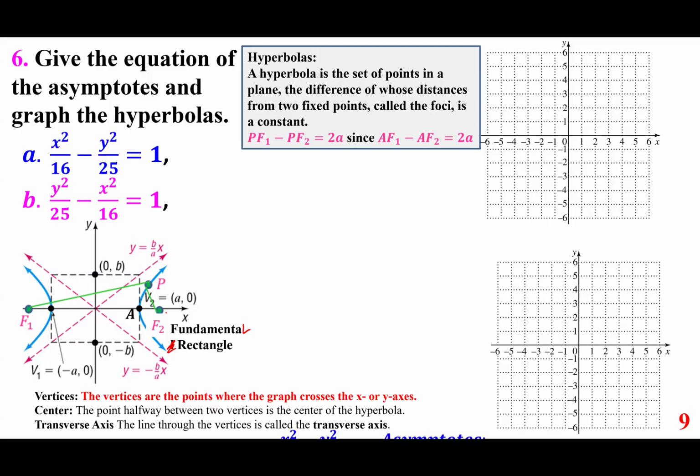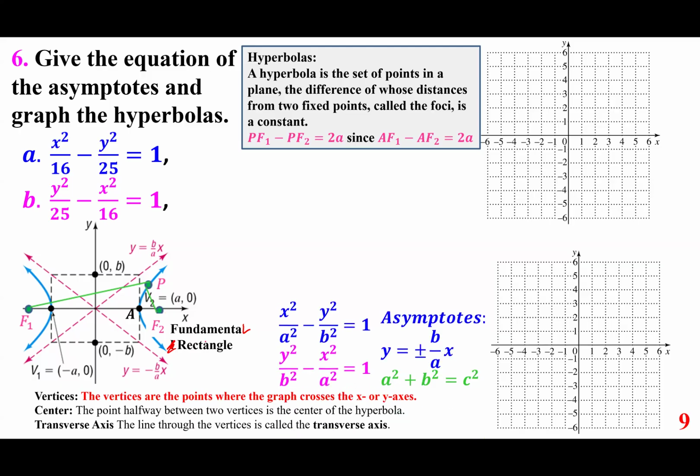We want to write the formula in general. So the formula is x squared over a squared minus y squared over b squared equals 1. I hope you see, look at this one, similar to an ellipse. Instead of plus, we have a minus sign. Now, if the coefficient of x squared is positive, that comes first. If y squared is positive, we're going to write y squared over b squared minus x squared over a squared equals 1.